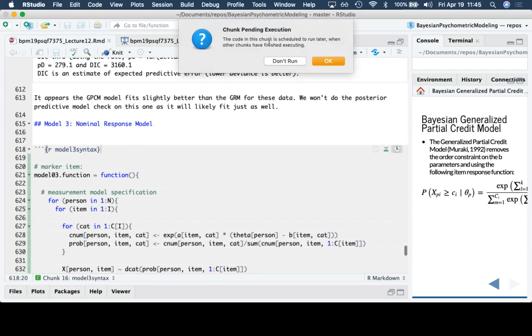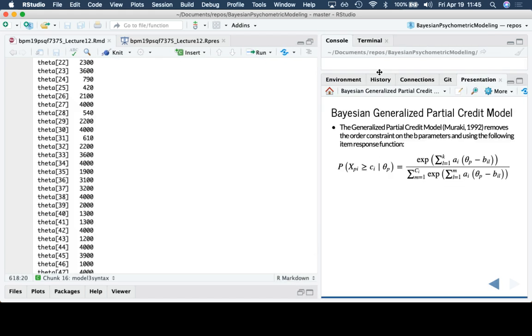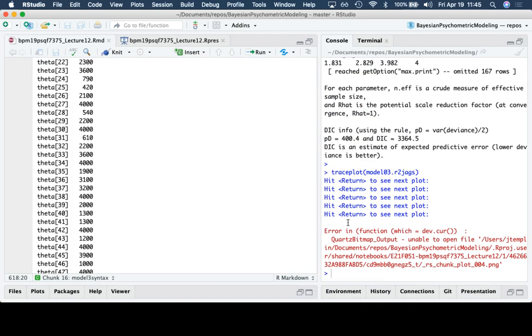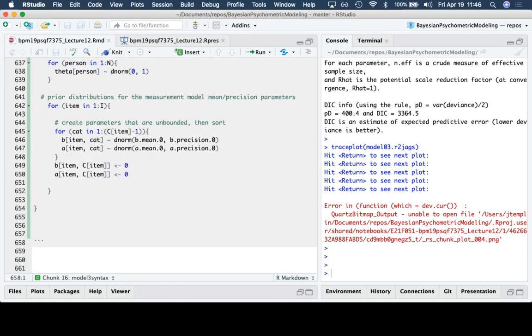Uh-oh. Nope. Don't run. Oh no. Oh, R. You're killing me. Yeah, of course. Yes, there's an error there. Can you run my chunk though? Would that be okay? Nope.